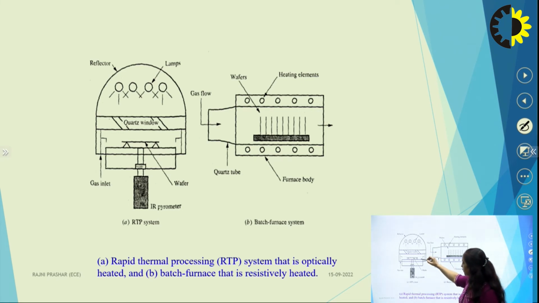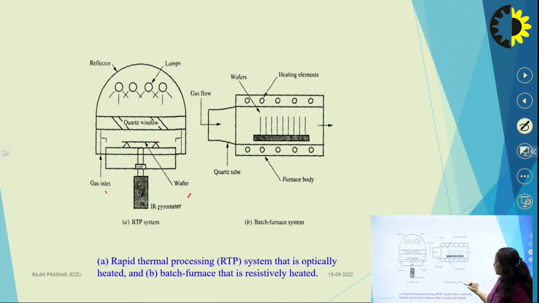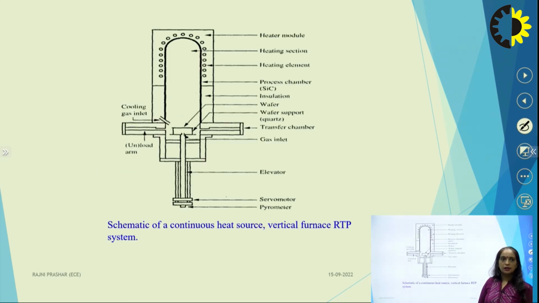We have this quartz window, and the wafer will be placed here. This is the IR pyrometer. Some lamps will be there, reflectors will be there. From this side we can have inert gas so that cleaning can be done. And this is the batch furnace system where you can use n number of wafers. In this case we are using a single wafer. Here in the case of the batch furnace system, we can have n number of wafers.